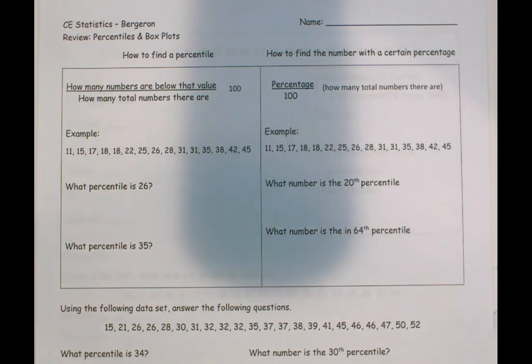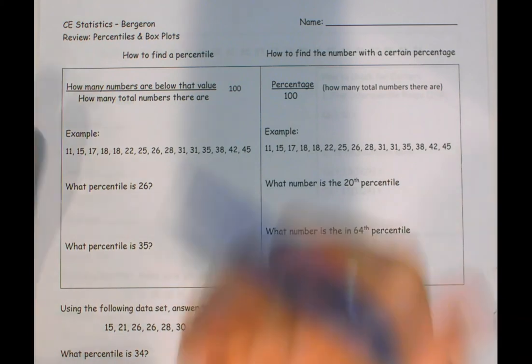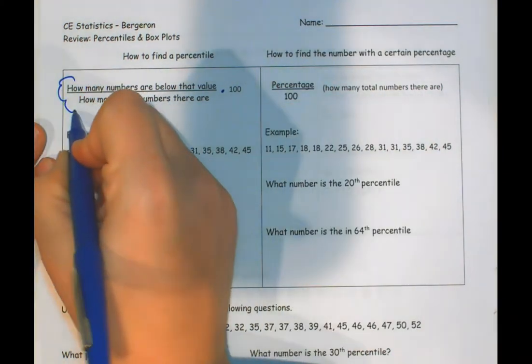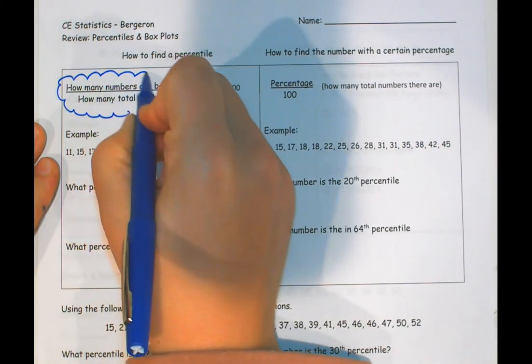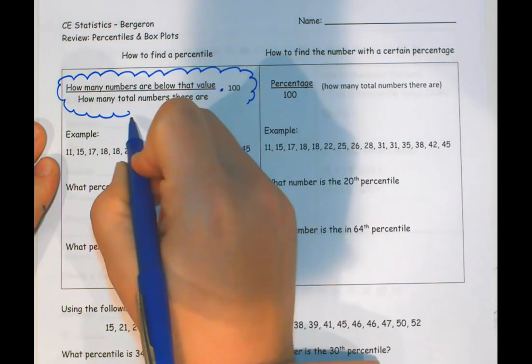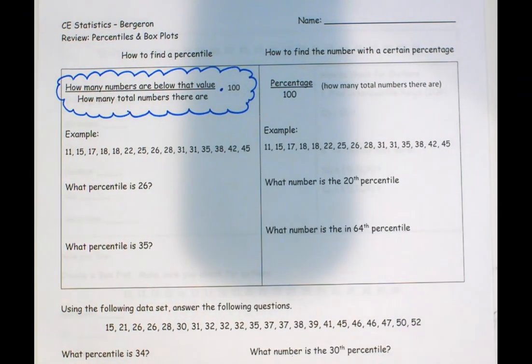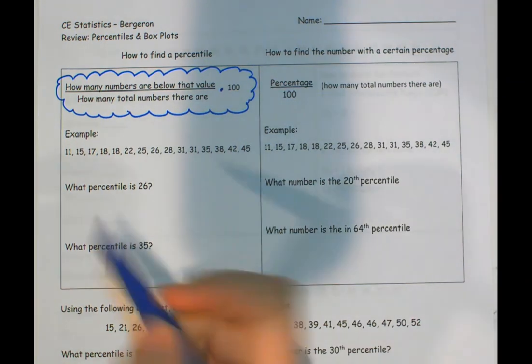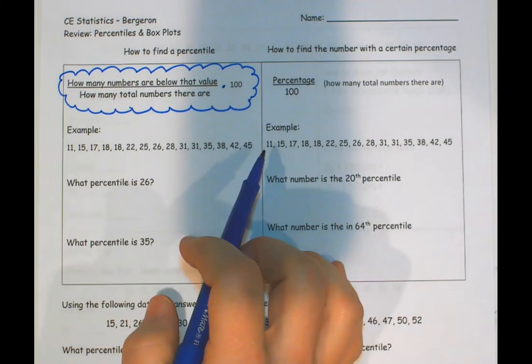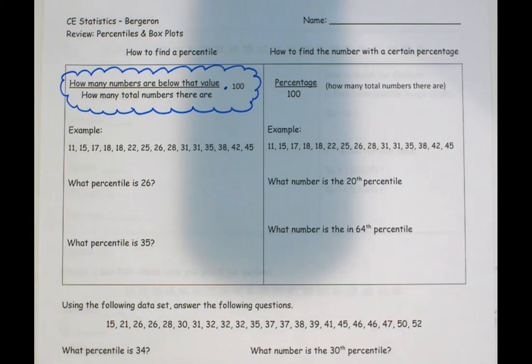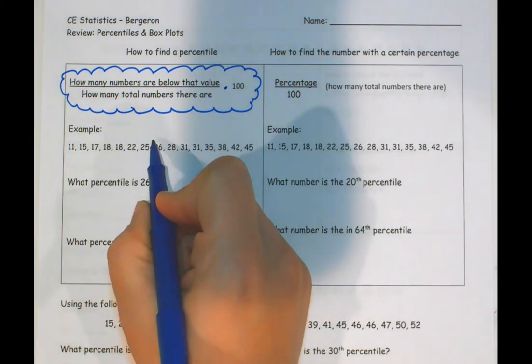So when making a percentile, this is the formula we'll use here. We look at how many numbers are below whatever value we're given, divided by the total numbers there are, and then multiply by 100. So in our example, here's our data, and it wants me to find the 26th percentile. So I'm going to figure out how many numbers are below 26. We don't count 26, we would just count everything below that.